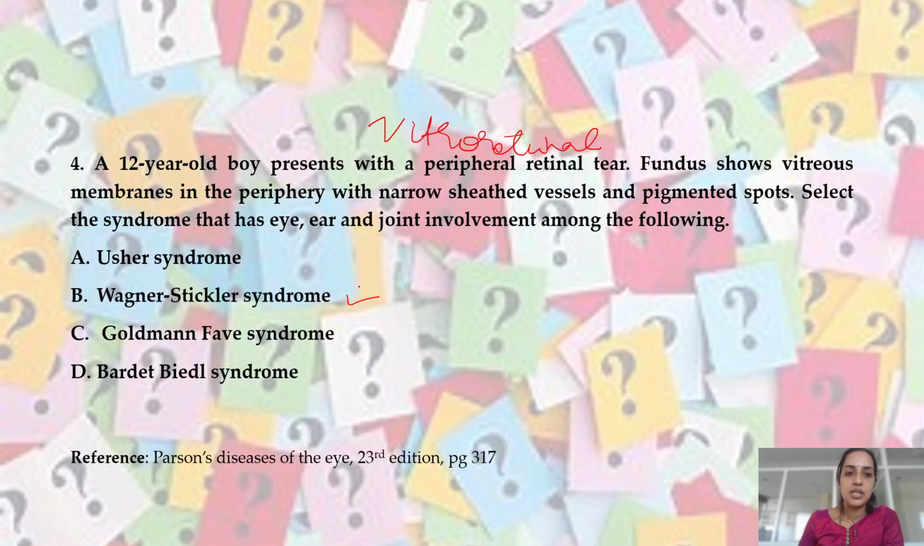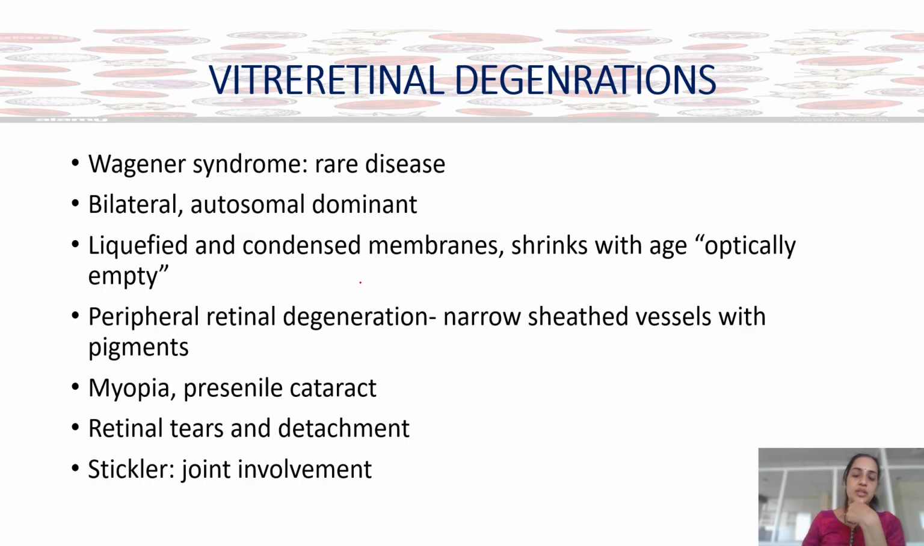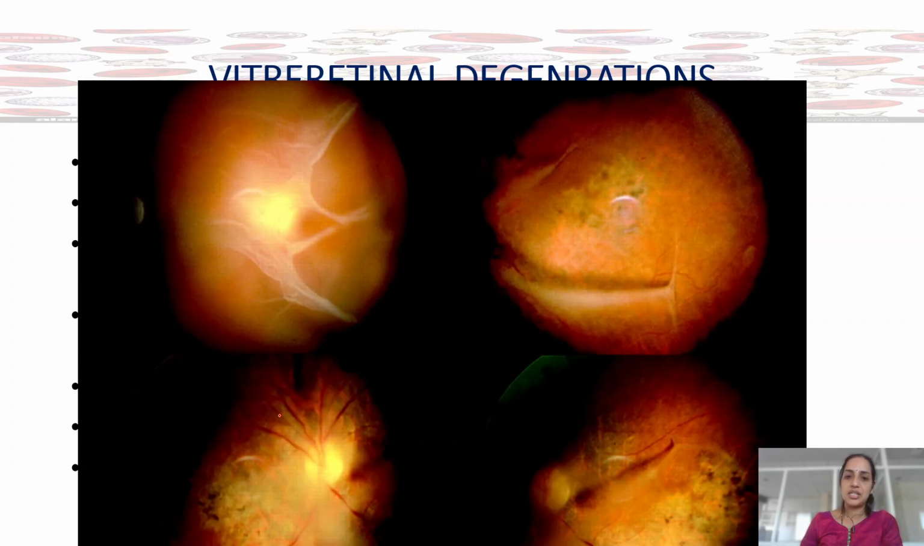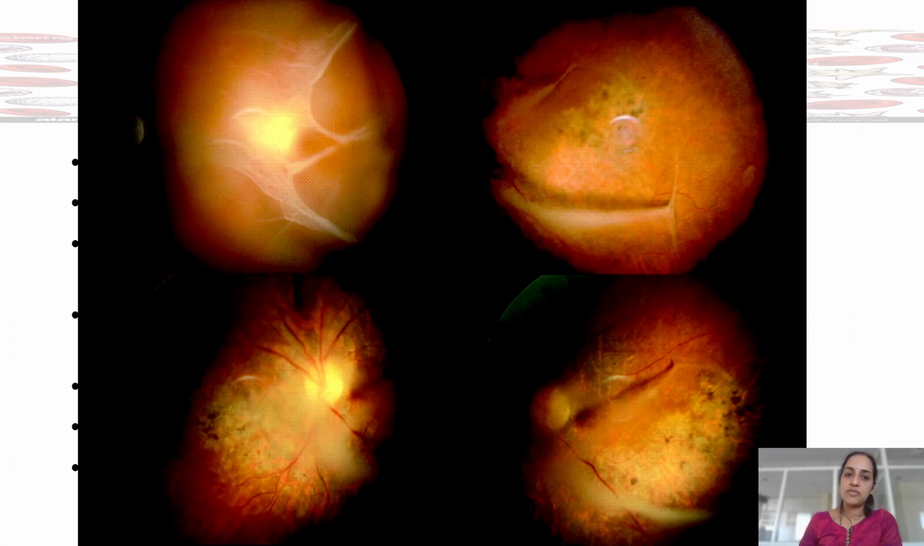It is an autosomal dominant, very rare bilateral disease in which the vitreous just liquefies, and the vitreous is described as optically empty. It's characterized by peripheral retinal degeneration with narrow sheathed vessels and pigments. There is pathological myopia with the development of a presenile cataract, and they are predisposed to developing retinal tears and detachment. So these are the images in which you have condensed membranes in the periphery, sheathed vessels, pigment clumps, narrowing of arteries.